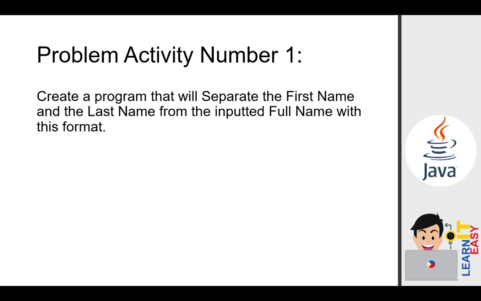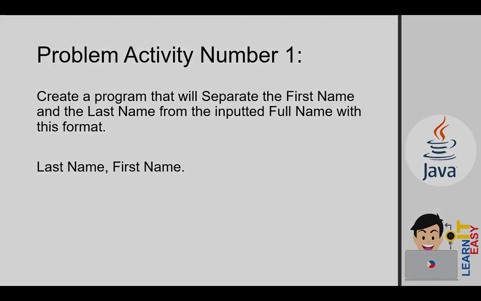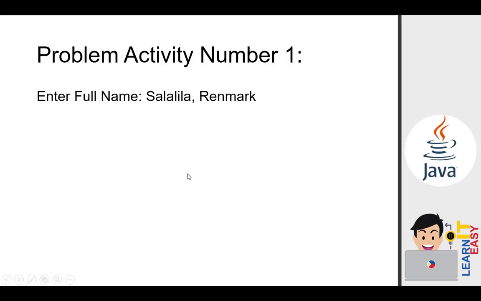You will create a program that will separate the first name and last name from the inputted full name with this format. So, ang gusto kong gawin ninyo, gagawa kayo ng program na tatanggap ng last name. Dapat yung last name ganitong format: last name, and then comma, space, and then yung first name. Dapat laging ganito. Assume natin muna sa ngayon na dapat tama lagi yung format. Hindi tayo mag-a-assume na mali yung format. Pag mali yung format, mali yung sagot. Ganun lang kasimple. Okay?